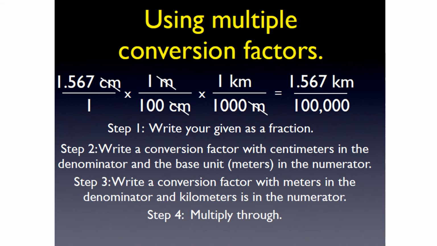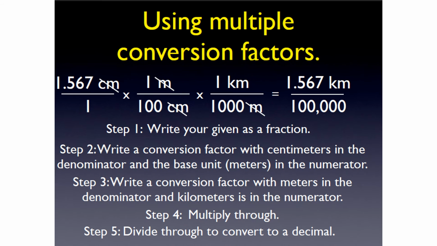Step 4, multiply the numerators through, multiply the denominators through. The unit that is left standing is the kilometer, which is what you were hoping for because that is what you are trying to convert into. And then divide through to get a decimal. As far as sig figs go, these numbers right here do not have sig figs. They are exact numbers. So your sig figs are based on your given, which is 1.56, which is why your answer will have 3 sig figs.